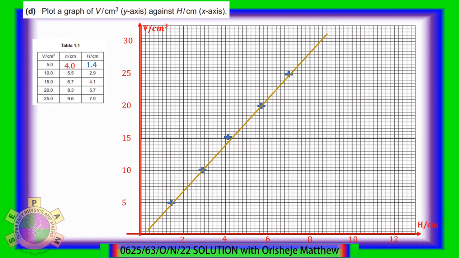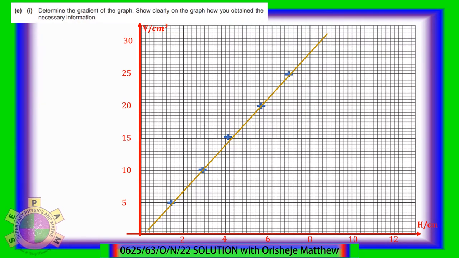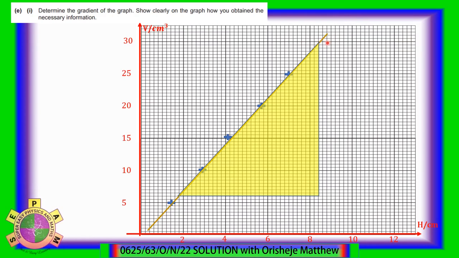Then from this, let's say you find the gradient G. Show clearly how you find it. So let's take our triangle, and you take your triangle from where the line crosses. So this one will become your y. So take note of the y. What is the increase here? The increase is 30, take away 7, that is 23. The increase on the vertical axis is 23.